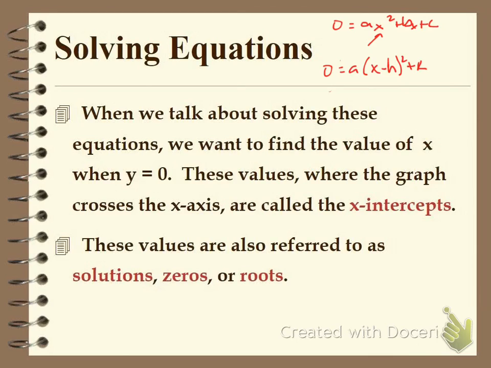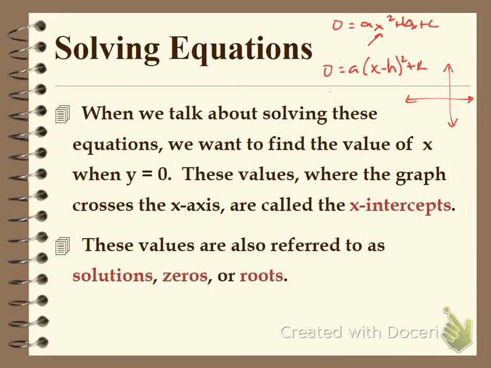Well, let's think about that. I'm looking for x's that would make y 0. In other words, I want to have points where there's going to be an x coordinate and the y coordinate is going to be 0. If we were to graph a point like that, on the xy axis, where the x coordinate is whatever, and the y coordinate is 0, where would you find yourself in the coordinate plane, right?